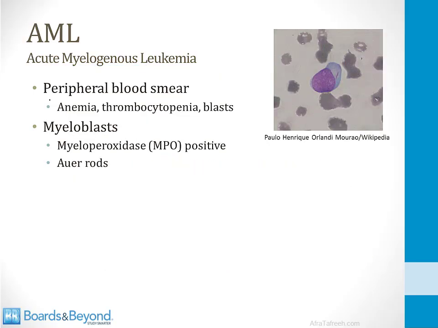So if you understand that slide, then it's easy to understand the findings on a peripheral blood smear in a patient who has acute myelogenous leukemia. First of all, you will see relatively few red cells and platelets. And in addition, you will see the presence of blasts in the peripheral blood smear. The blasts in this leukemia are myeloblasts, so what distinguishes them from lymphoblasts?